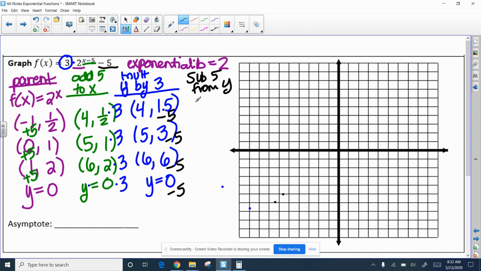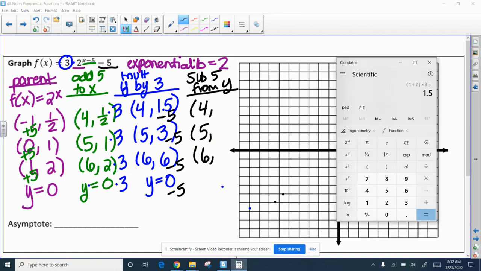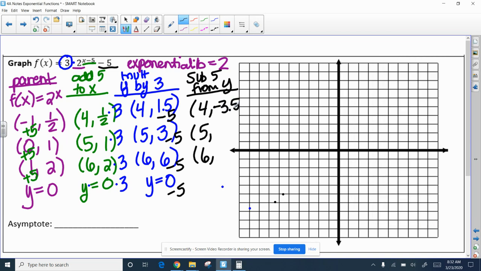Okay, so for this, my x values are still 4, 5, and 6. Now my new y values, right here, 1.5 minus 5. Again, you can use a calculator, and that gives us negative 3.5. Right here, 3 minus 5 is negative 2. And right here, 6 minus 5 is 1. But our asymptote, we have to subtract 5 as well. Right here, 0 minus 5 is negative 5.